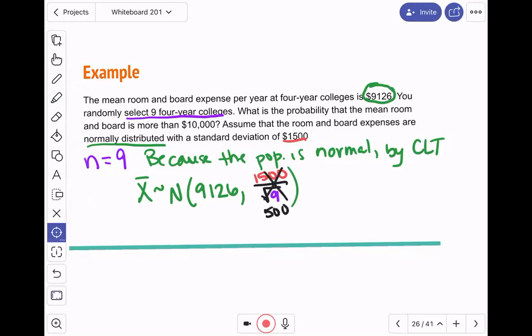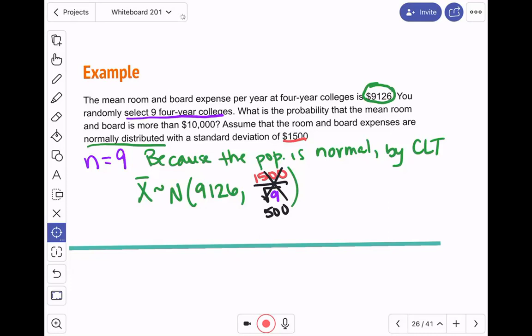So notice what happened again. For one college, the standard deviation of room and board expense is $1,500. When we look at a group of 9, you have more colleges. That means it looks more like the population itself. The variation is going to decrease, and it decreased down to 500.